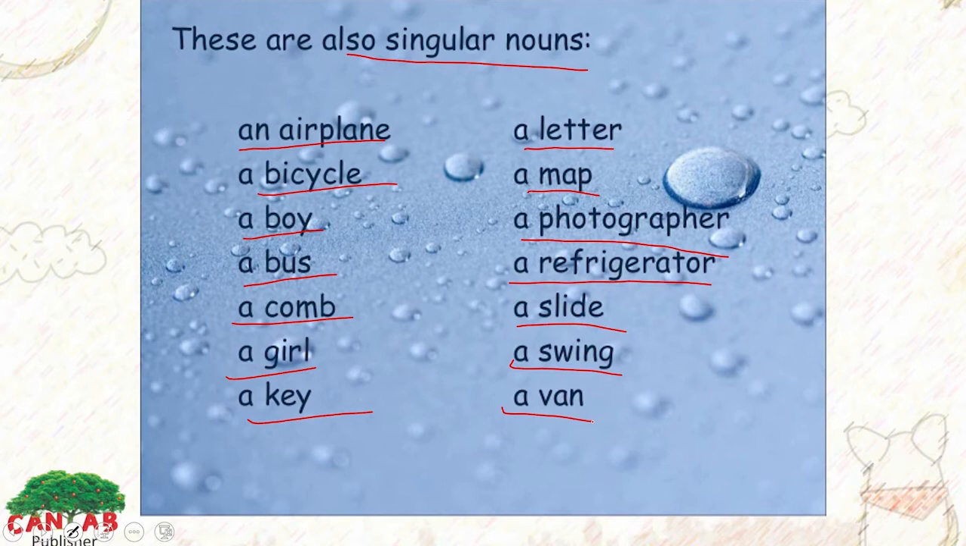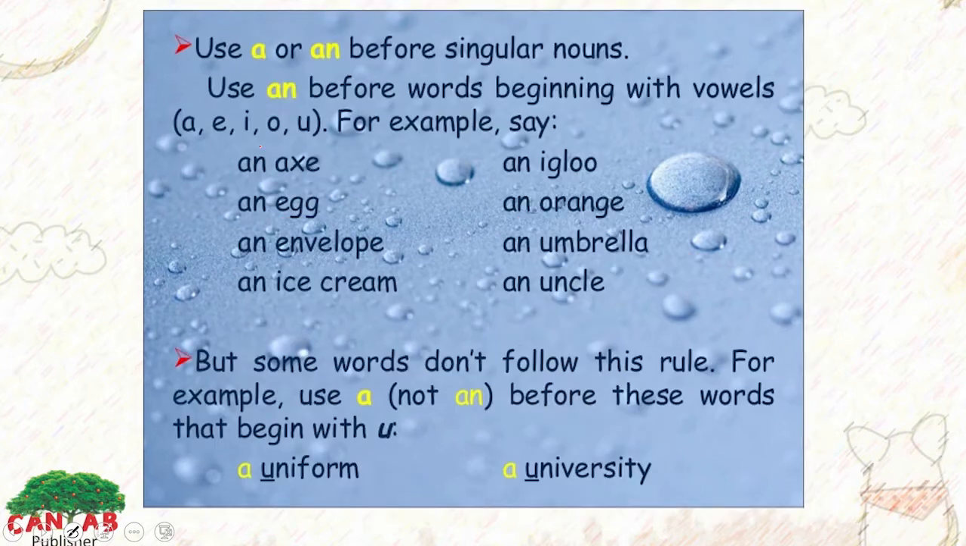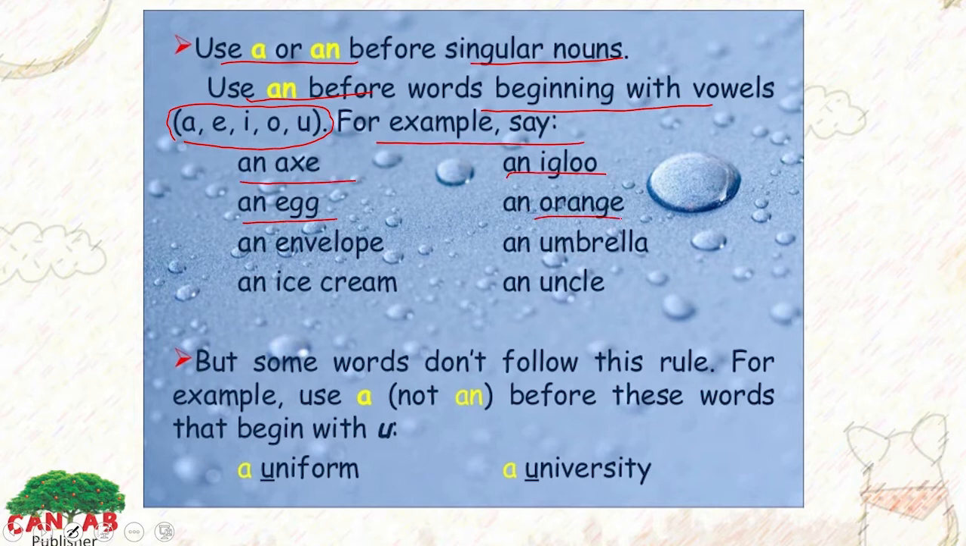You can see the use of an and a here. We have discussed the concept of articles in our previous lesson. Use a or an before singular nouns. Use an before words beginning with the vowels A, E, I, O, U. For example, an axe, an igloo, an egg, an orange, an envelope, an umbrella, an ice cream, an uncle. These nouns all start with a vowel sound here: axe, egg. But some words don't follow this rule.